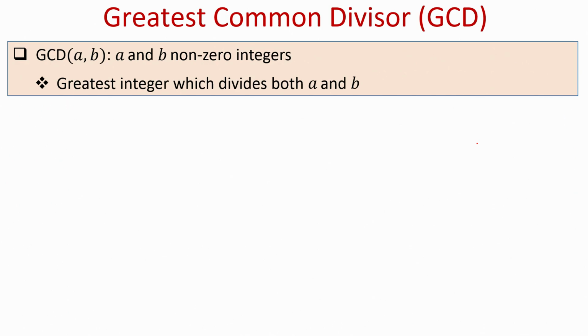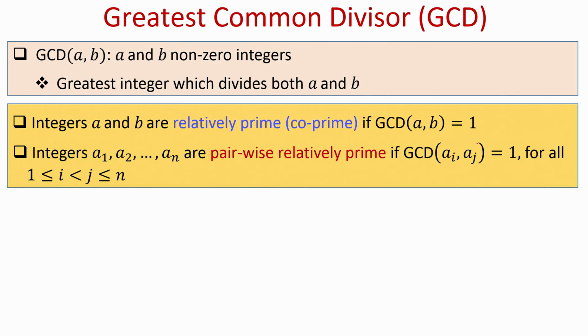Now, let us discuss the greatest common divisor, or GCD. If A and B are two non-zero integers, then the GCD of A and B is the greatest integer which is a common factor of both A as well as B. If we have two integers A and B whose GCD is 1, then we say that the integers A and B are co-prime. And if we have several integers, say A1 to An, such that pairwise the GCD is 1 for every pair of integers ai, aj in the list, then we say that they are pairwise co-prime or relatively prime.